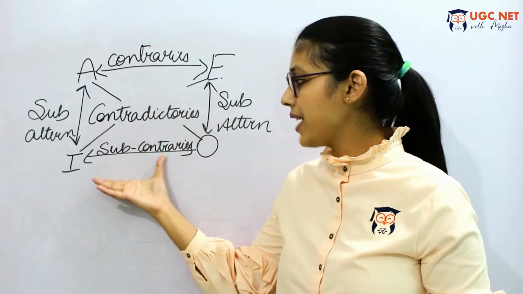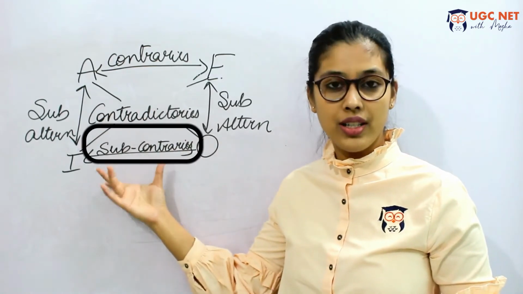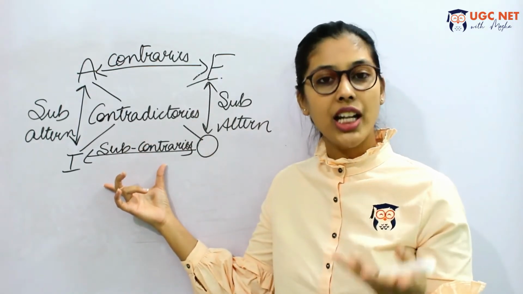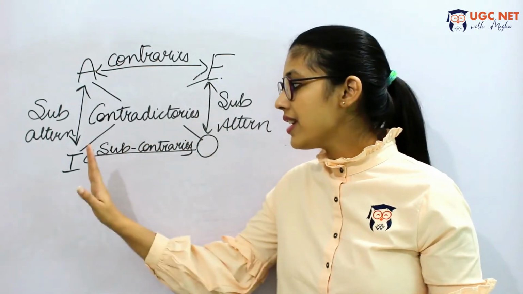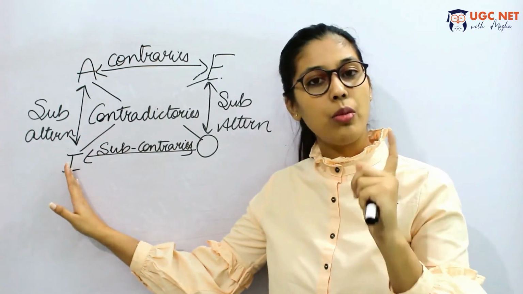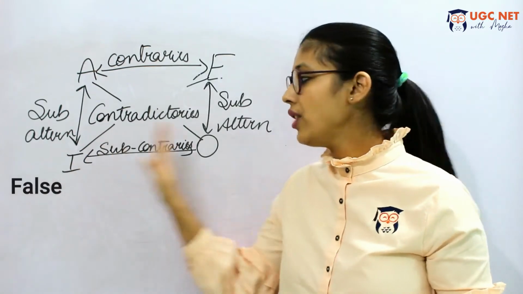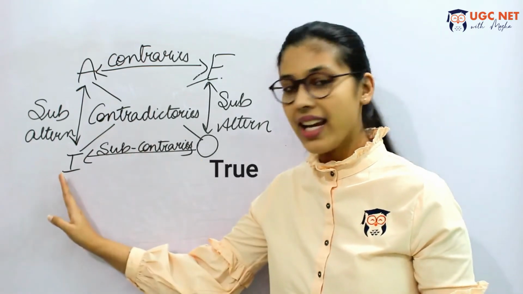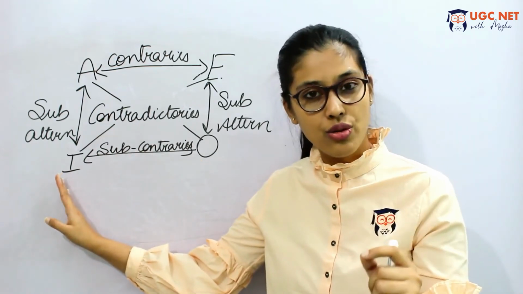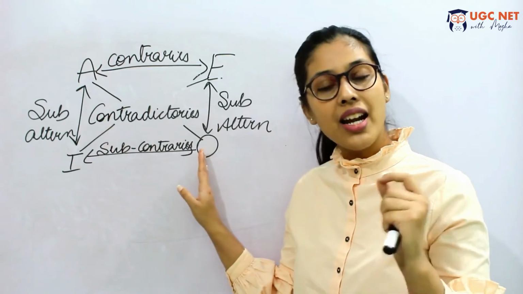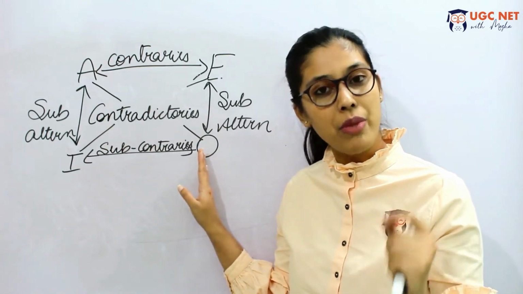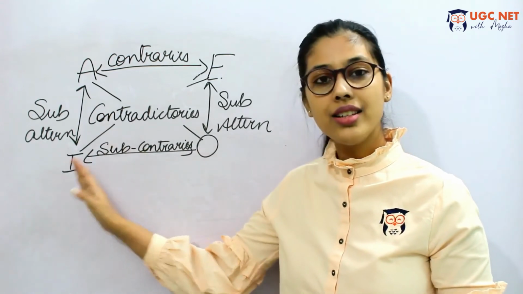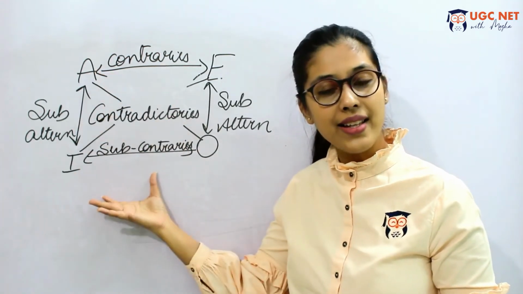Now come to the subcategory, that is sub-contraries. So sub-contraries is complete opposite to what we have learned in contraries. That means if we say that I-type statement is false, then O-type statement would definitely be true. But if we say that I-type statement is true, then nothing can be said about this O-type statement. It may be true or it may not be true. So this is the difference between contraries and sub-contraries.